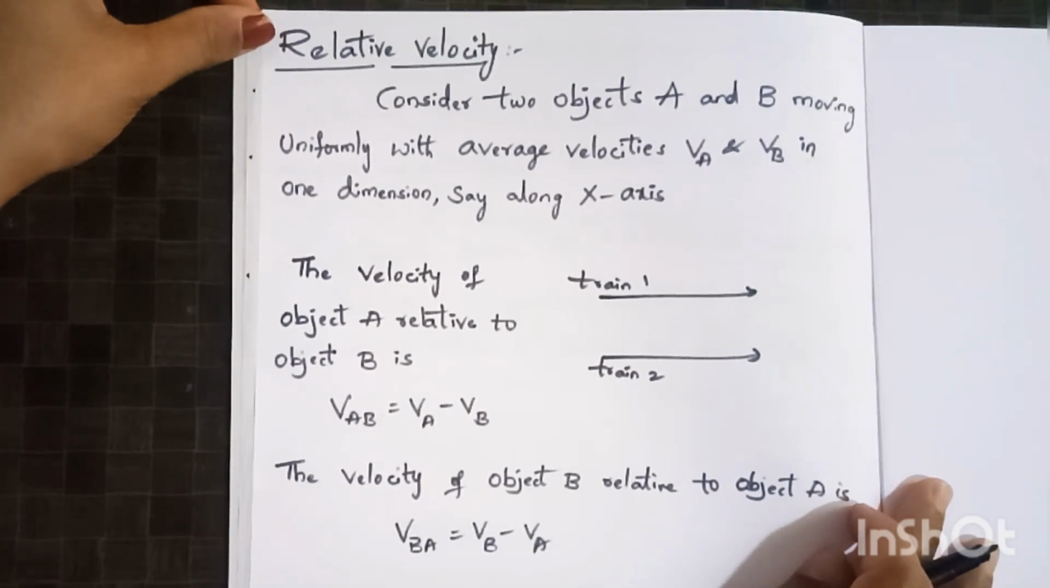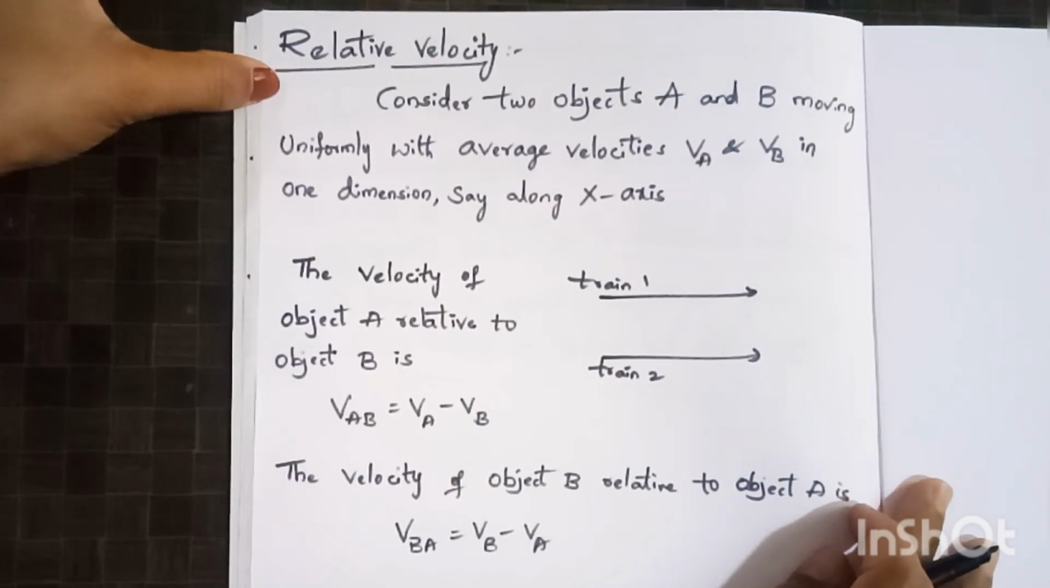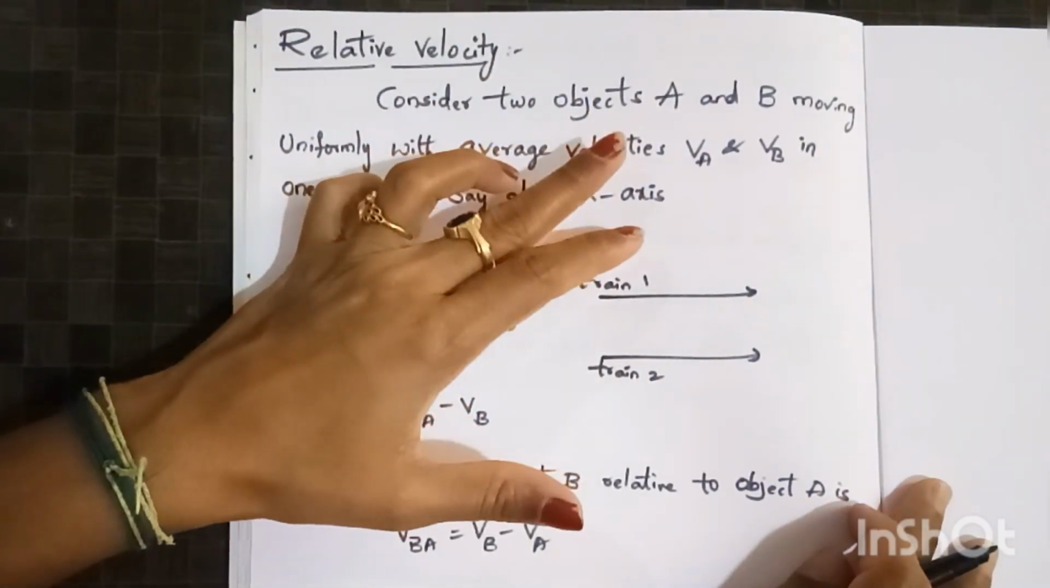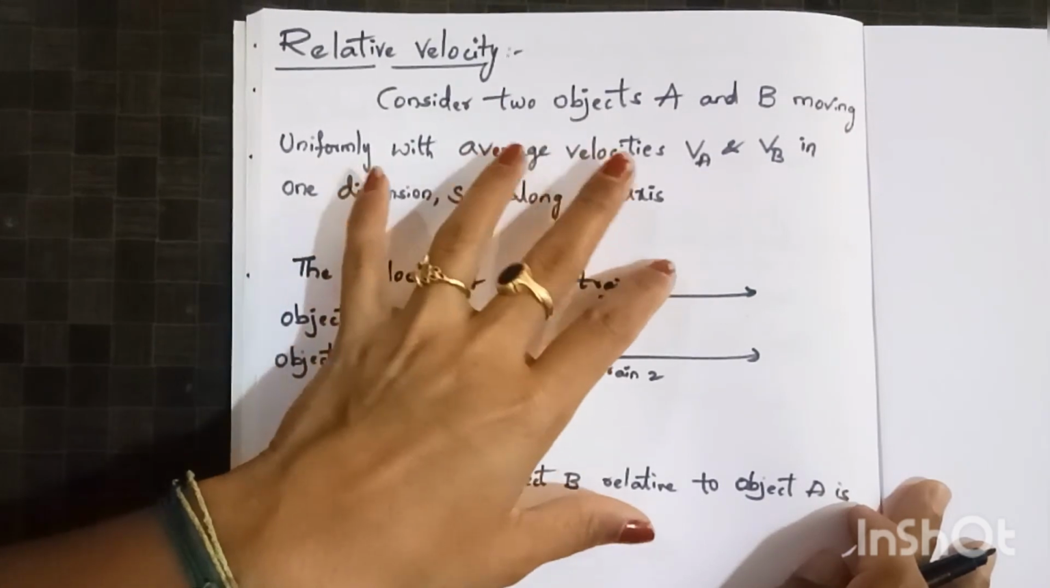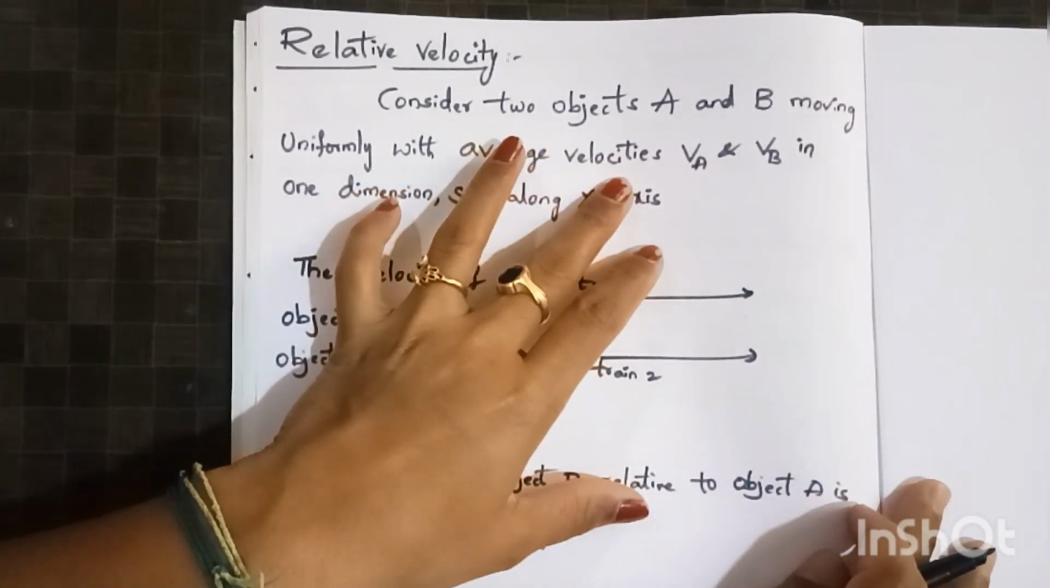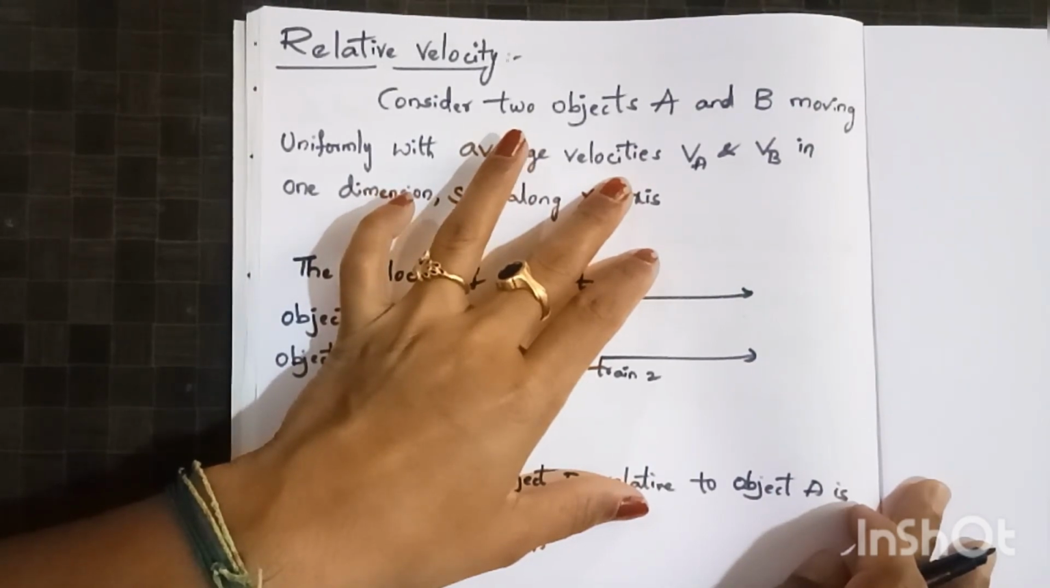Today we are going to discuss a new topic, that is relative velocity, and how we can find the relative velocity of objects. For that I am considering two objects, A and B, moving uniformly with average velocities. Moving uniformly with average velocity means moving with the same average velocity.